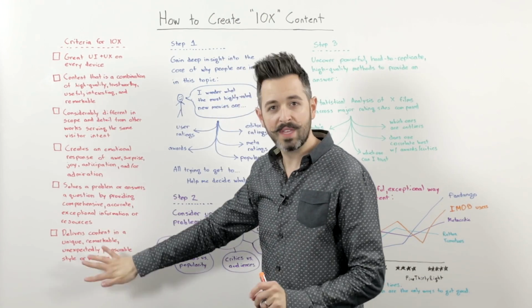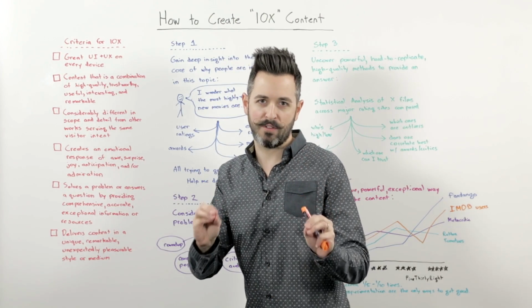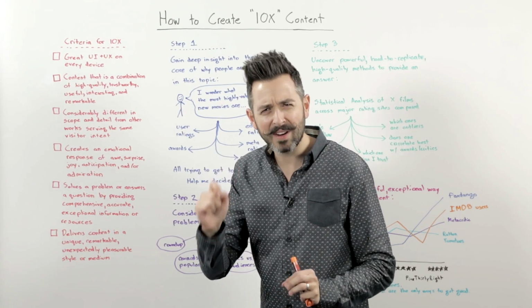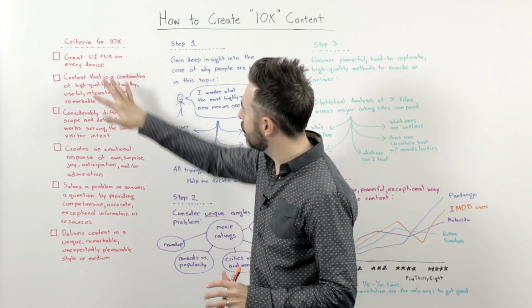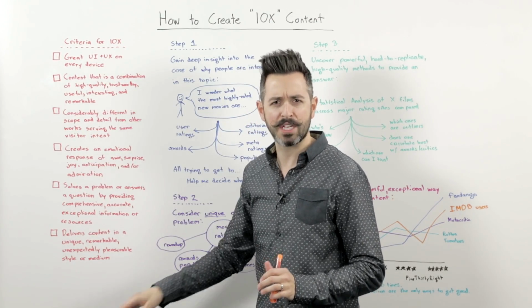If you hit all of these things, you probably have yourself a piece of 10x content. It's just very hard to do. And that's what we're talking about today. What's a process by which we can get to checking off all these boxes?